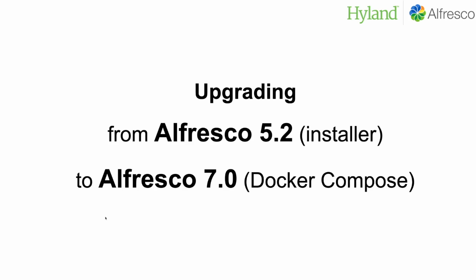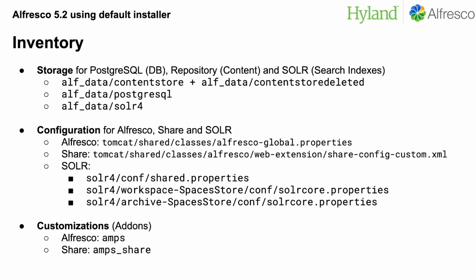So the first thing we are going to focus on is the inventory of the default Alfresco 5.2 installation. We need to focus on three different things. The first one is the storage. Alfresco is storing information in a DB, and also on the file system, that is the content of the repository. And we also have some storage for Solr. Solr is the engine you use for your searches. So in this case, we need to take care of all this data. We are going to see that later in detail.